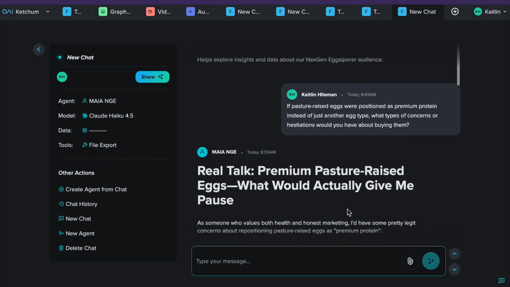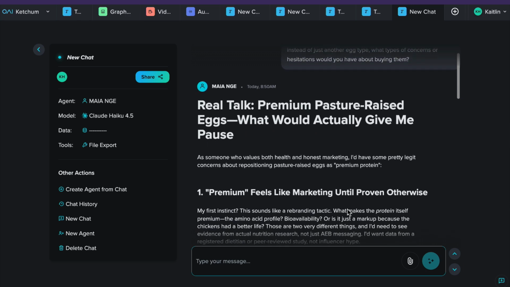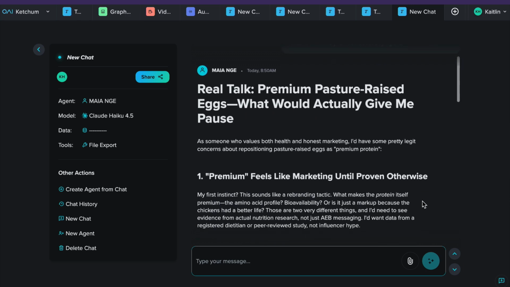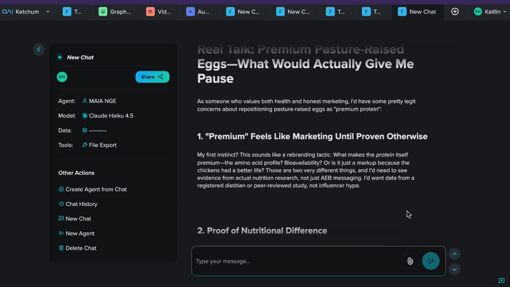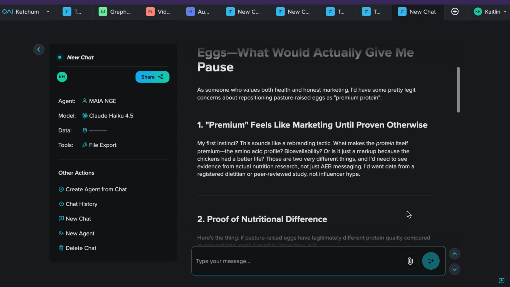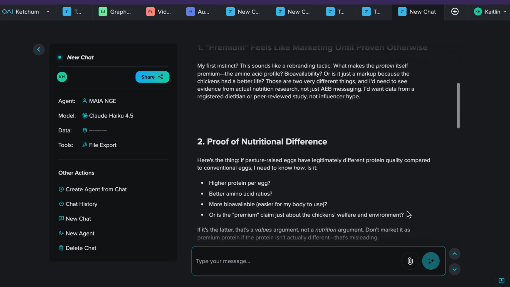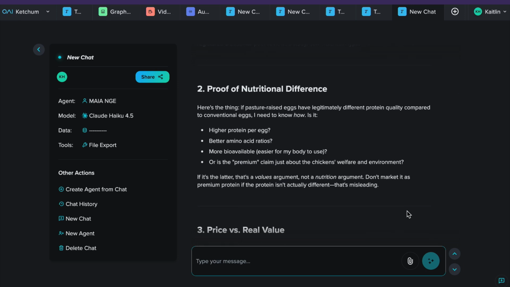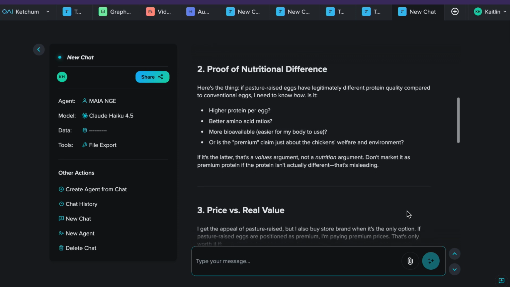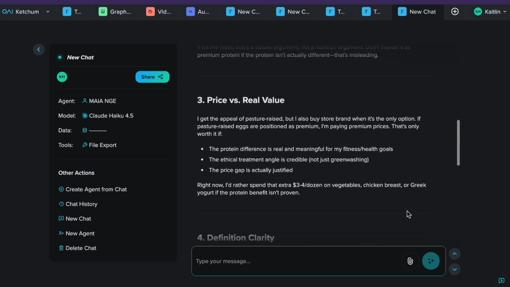All right, first thing, with her language, she's real talk, right? She says, I'd have to have some pretty legit concerns about repositioning this as a premium protein. So she's a little skeptical. Premium kind of feels like marketing. I really need to know what's premium about it, and I want data from a dietitian or a peer-reviewed study. I really want to know the nutritional difference. She cares about wellness, so is it higher protein per egg? Is it more bioavailable? What is the real value?